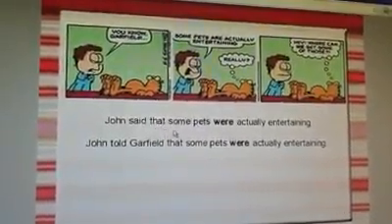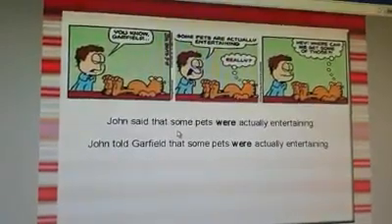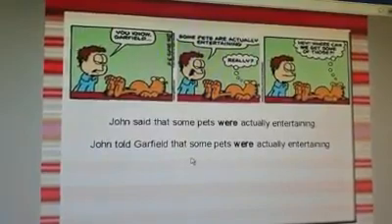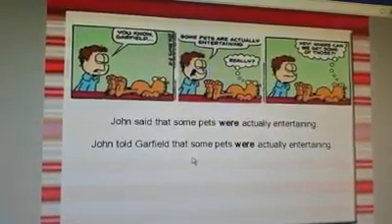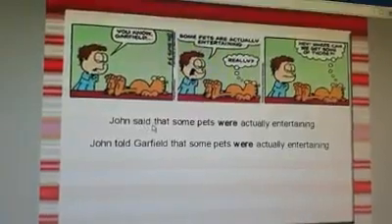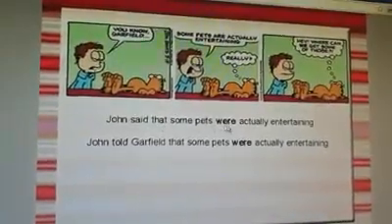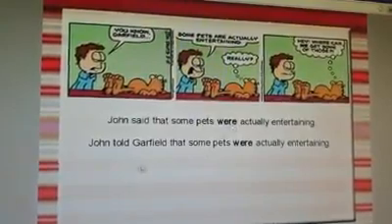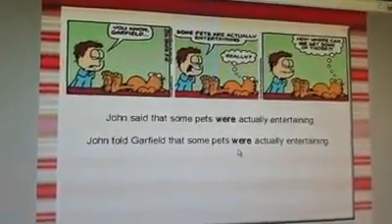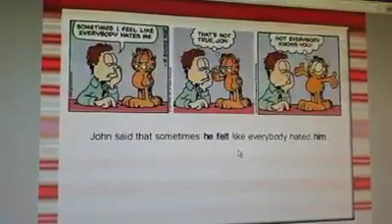John said that some pets were actually entertaining, and John told Garfield that some pets were actually entertaining. As you can see here, we have got the same "said that," and the verb is in past simple, and "told" plus personal object, and the verb again is in past simple.